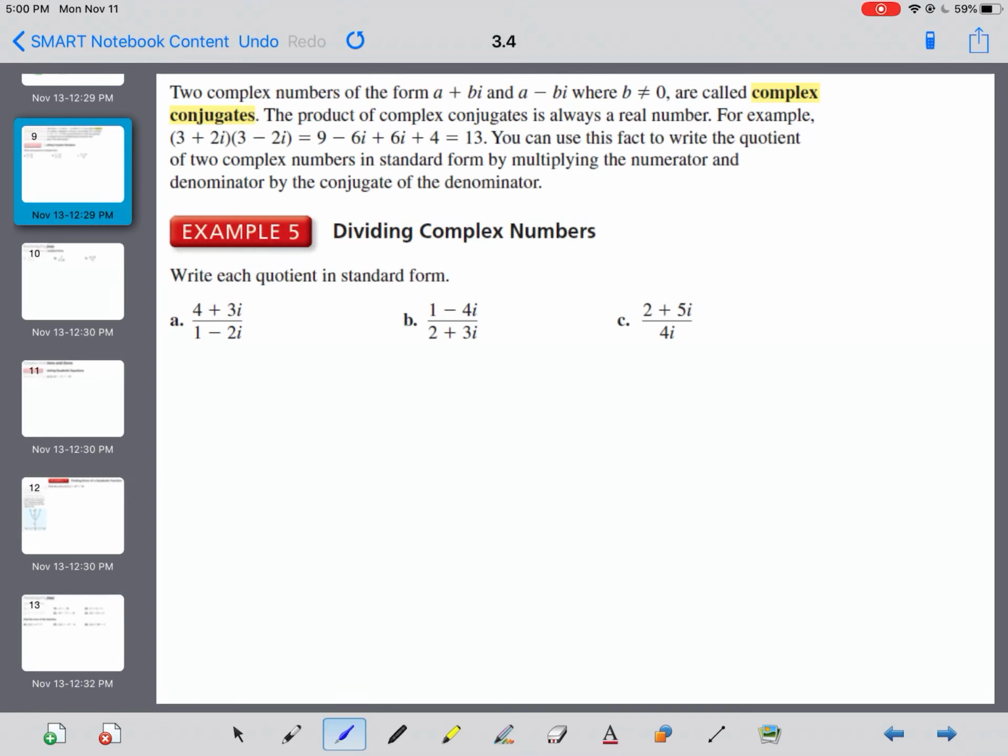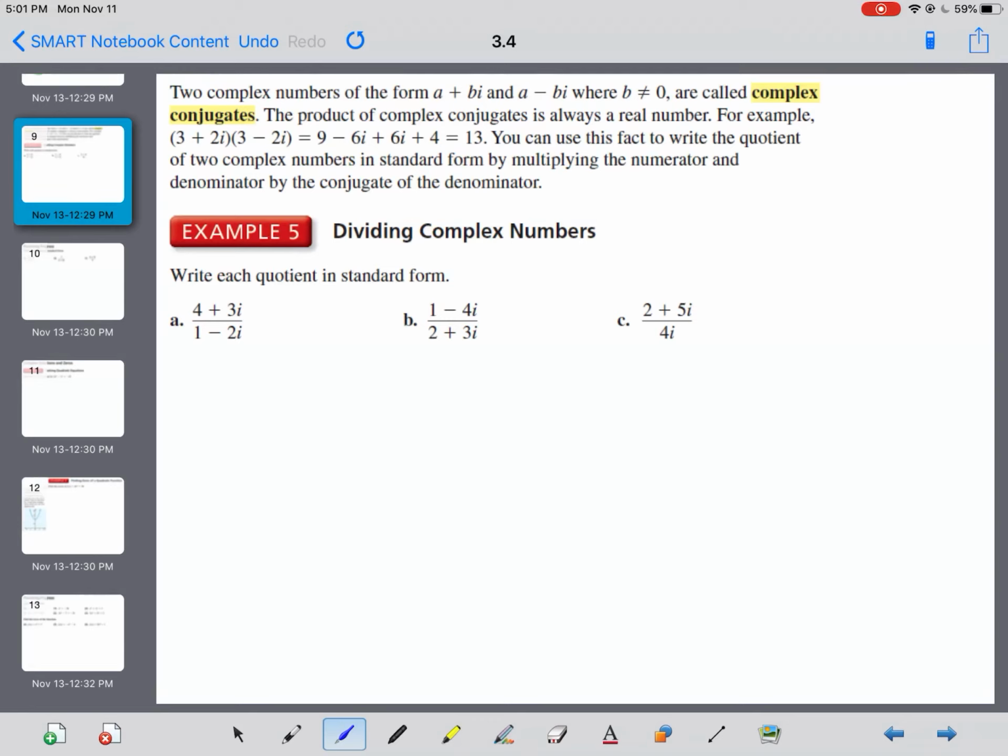Two complex numbers of the form a plus bi and a minus bi, where b is not equal to 0. Okay, we need the whole complex number, not just a pure imaginary. They're called complex conjugates. The product of a complex conjugate is always a real number. For example, 3 plus 2i times 3 minus 2i equals 9 minus 6i plus 6i plus 4. The negative 6i and the positive 6i in the middle, the O and the I of FOIL, basically cancel each other to 0. The i squared turns the negative 2 into a positive, the negative 4 into a positive 4. So 9 plus 4 is 13.